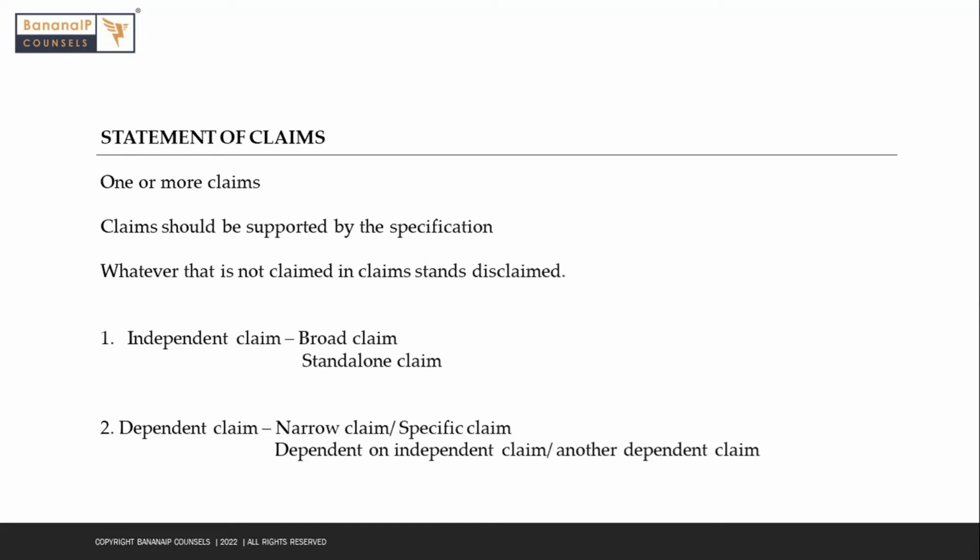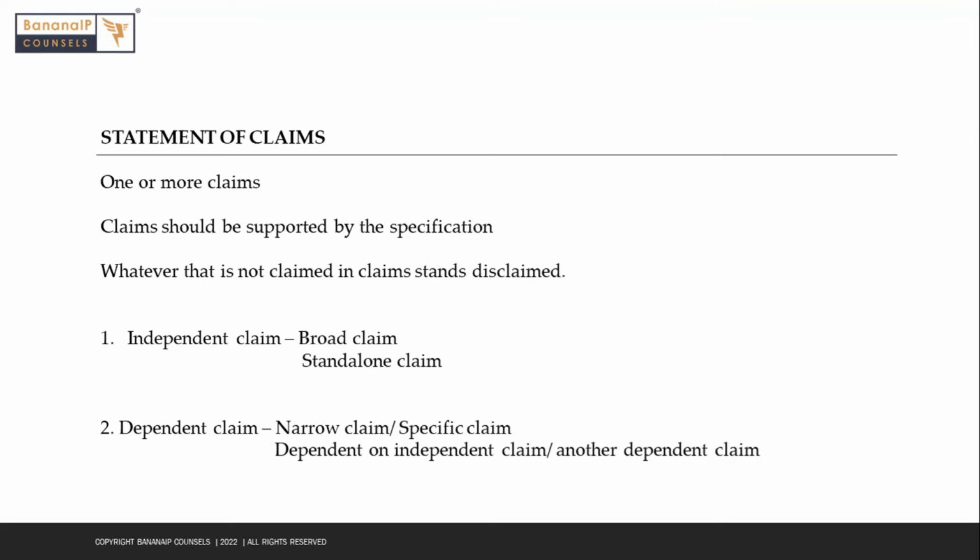Next is statement of claims. Claims define the scope of protection for the invention. It should have at least one claim. There is no limitation on the number of claims. Claims should be supported by the specification. Whatever we are going to claim should have support in the specification.